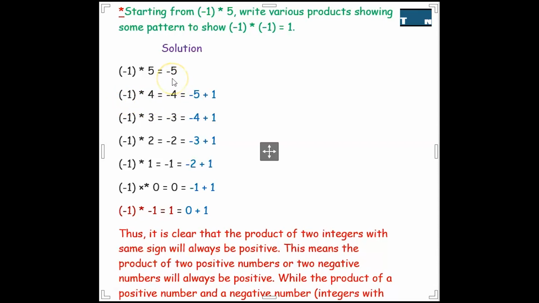So that is negative 5. We are adding 1 to negative 5, okay. So it will give us the result of negative 4. Next, here we are reducing 1 with a positive integer. It's nothing but we are adding 1 to the negative integer.